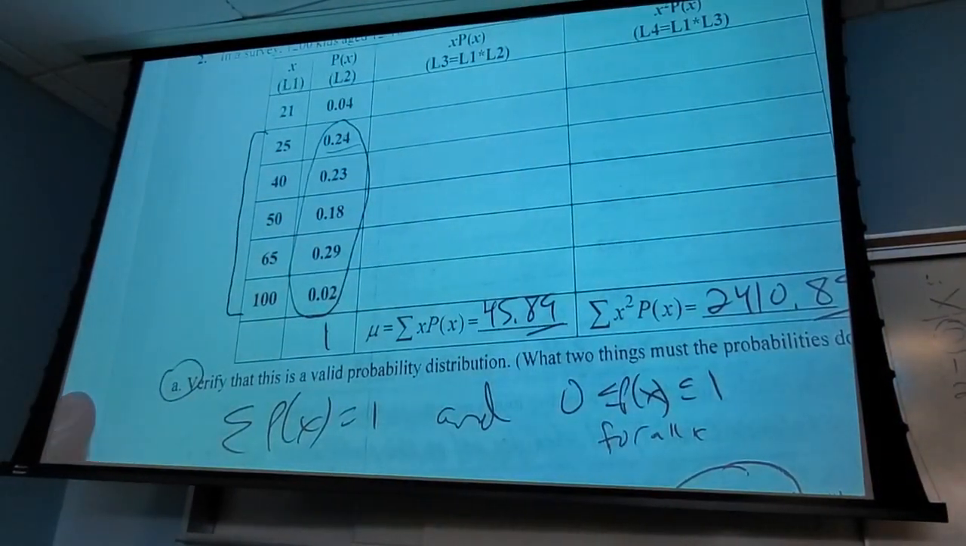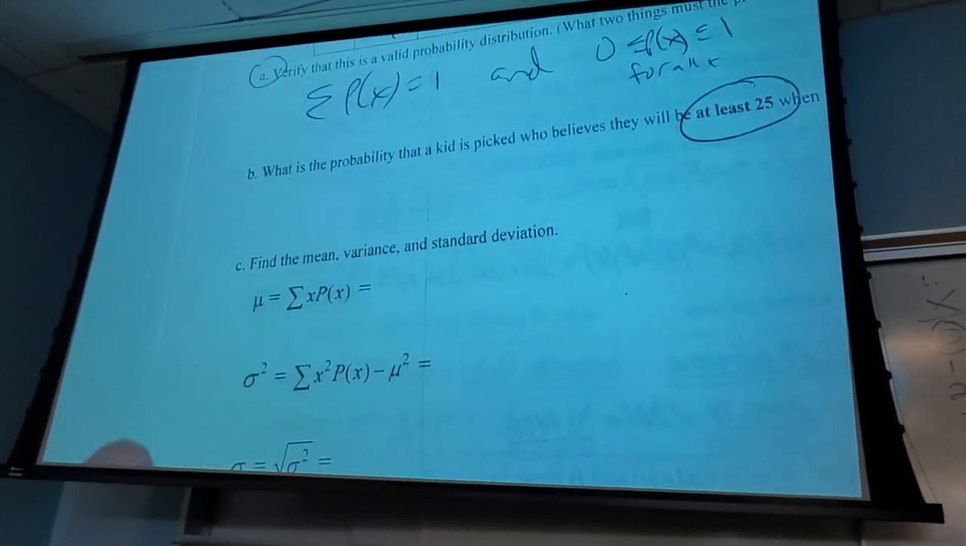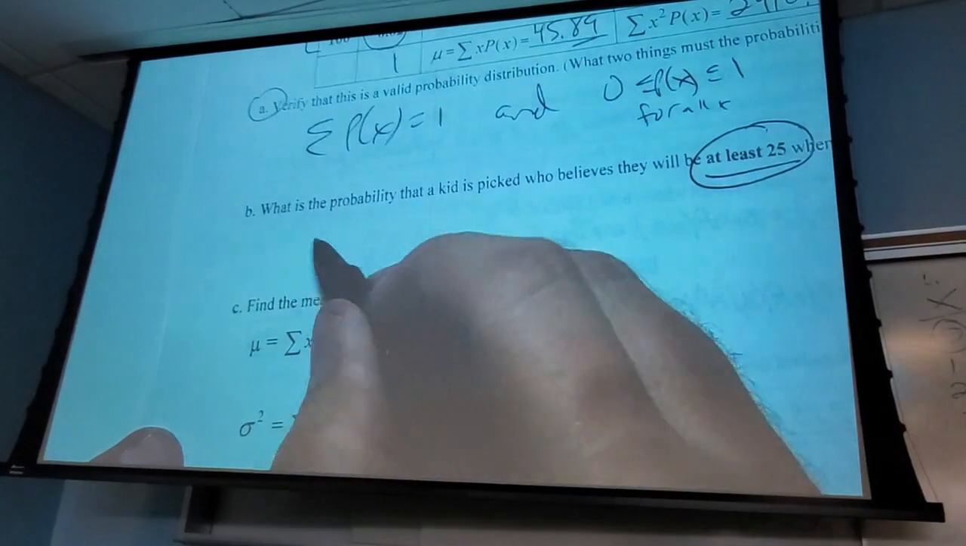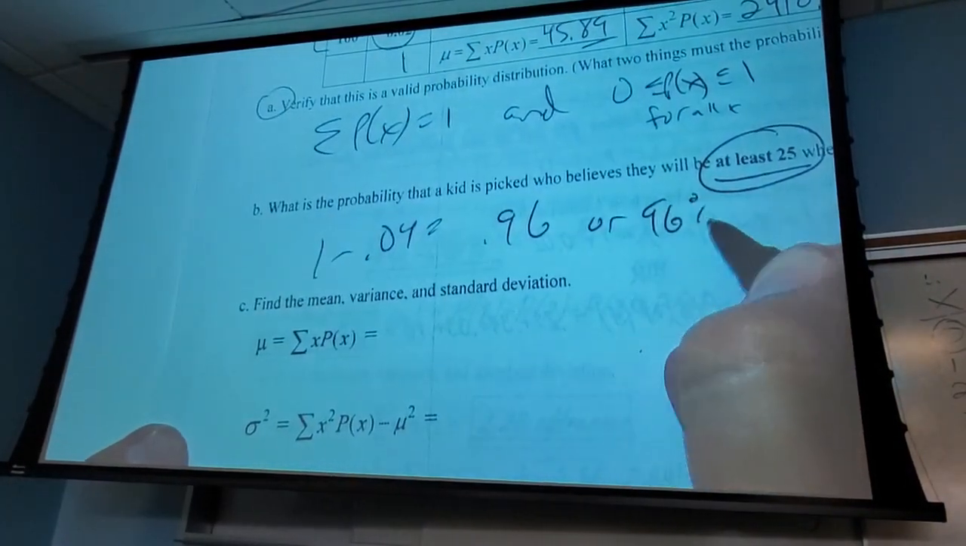Okay. A lot of inadvertent references to one piece, okay. So what did we get for at least 25? Either way you do it, you get 0.964, a 96% chance.